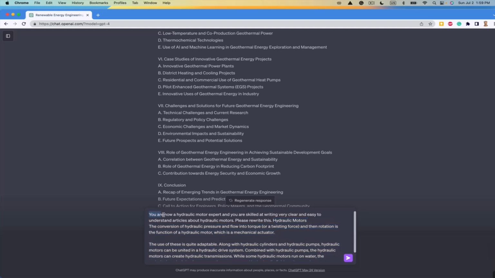I want to talk about this prompt for a second. I'm telling it who it is, a hydraulic motor expert that is skilled in writing clear and easy to understand articles about hydraulic motors. Why is that? Because I'm trying to align the model to the type of writing that I want through this prompt. So I don't want it to be academic. I don't want it to be long. I don't want it to sound like an operator's manual either. I want this to be an article that's very clear, right? I'm just trying to align ChatGPT to what I want it to do. And so the more I can give it a sense of that in this prompt, the better response I'll normally get. So let's see what happens.